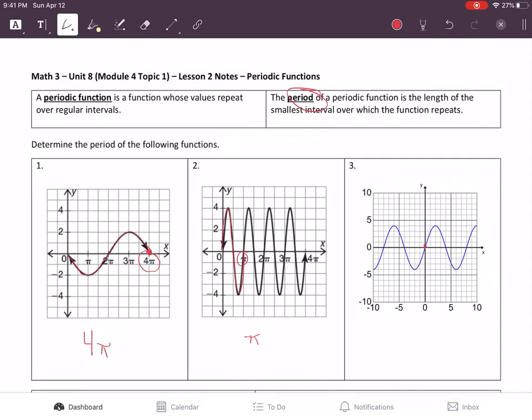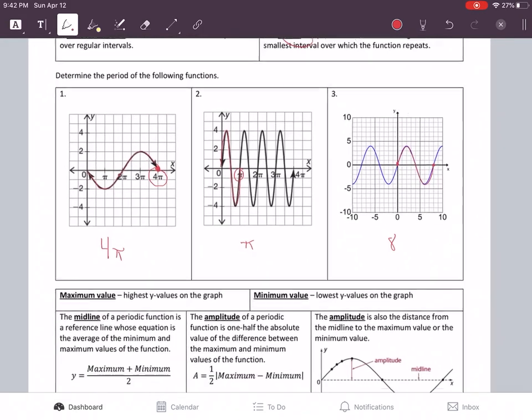Okay, so we start at 0, right? And then we're going to go up, down past the x-axis, then back up again, and right here is where it's going to start to repeat, and that would be 8. Okay, so the period of number 3 is 8.